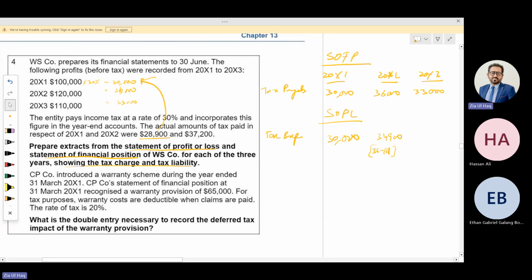For 20x2, the tax liability was 36,000 while we paid 37,200. This means there was an under provision of how much? 1,200. That will be added in this. So 33,000 plus 1,200 is 34,200. Done.